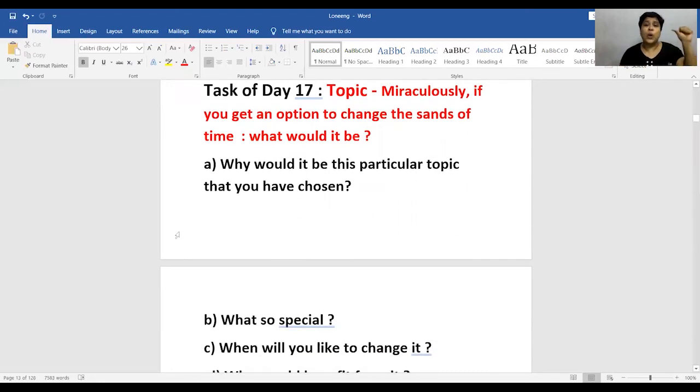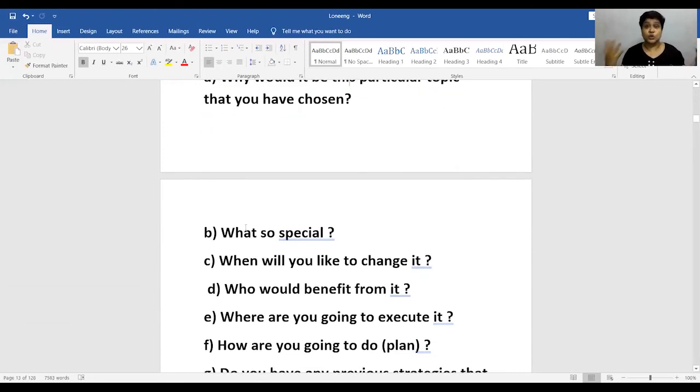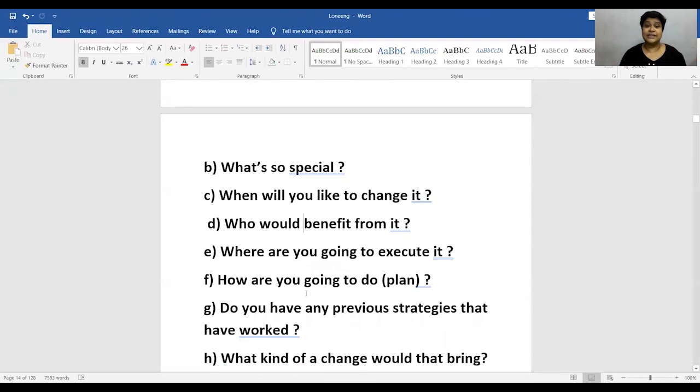Okay, so you need to talk for a minimum of 2 minutes, maximum of 5 minutes. A, you need to say why you would choose this particular topic. B, what's so special? C, when would you like to change it? D, who would benefit from it? E, where are you going to execute it?